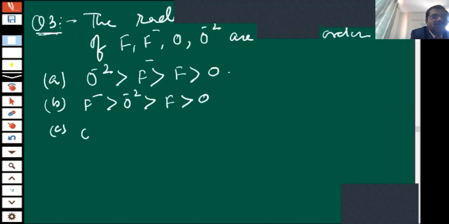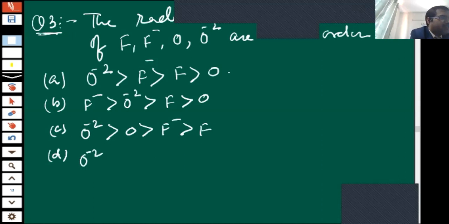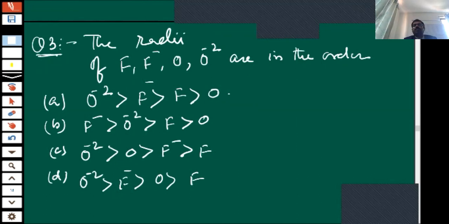Option C: O minus 2, then O, then F minus, and then F. And option D: O minus 2, then F minus, then O, and then F. Come on, solve this problem, children. You take your own time and solve it.